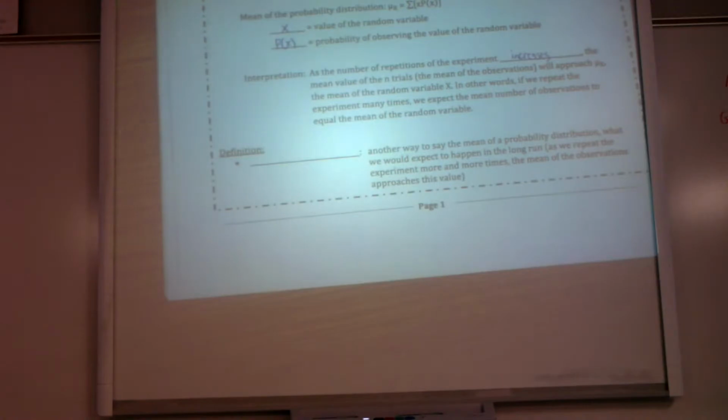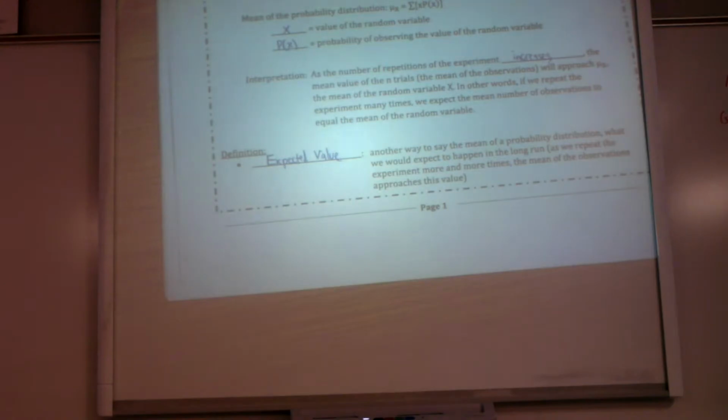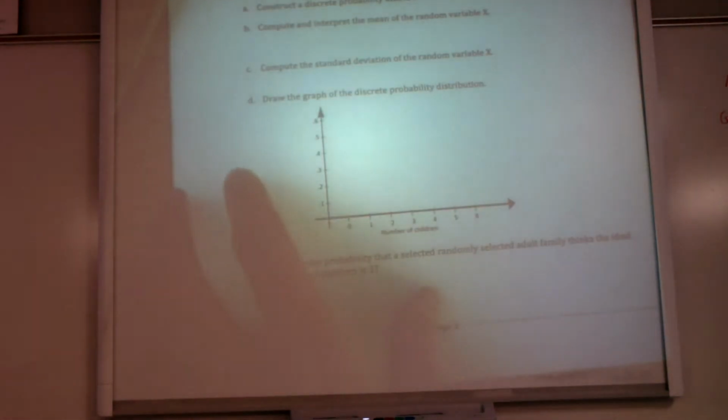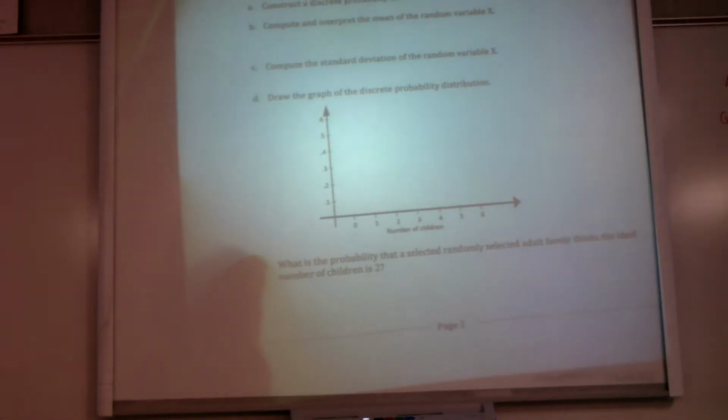Okay, so I used the phrase expected value, and that's just another way of saying the mean of our random variable x. Expected value is another way to say the mean of a probability distribution, what we would expect to happen in the long run as we repeat the experiment more and more times. The mean of the observations approaches this value. All right, so we've seen some vocabulary and some definitions. Let's actually just go and do an example, okay?